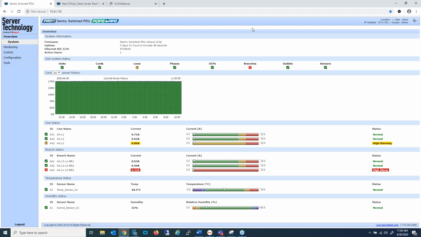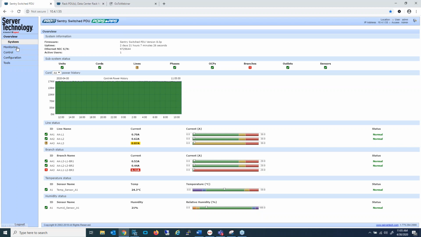So I'm logged in. This is the overview page. The first thing I'd like to point out is that you can immediately see on this intro page whether or not you have an issue. I have set some thresholds intentionally very low so that we can see an example of a warning message for high currents, and that is on line status. I've also created a situation where we see a high alarm for branch status. So immediately upon logging in, you'll be able to identify whether or not there's an issue, but that of course depends on you having thresholds set appropriately.